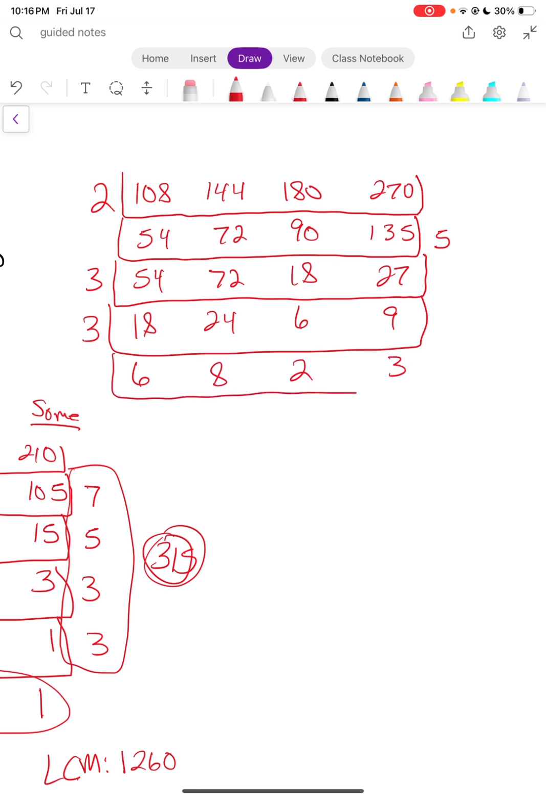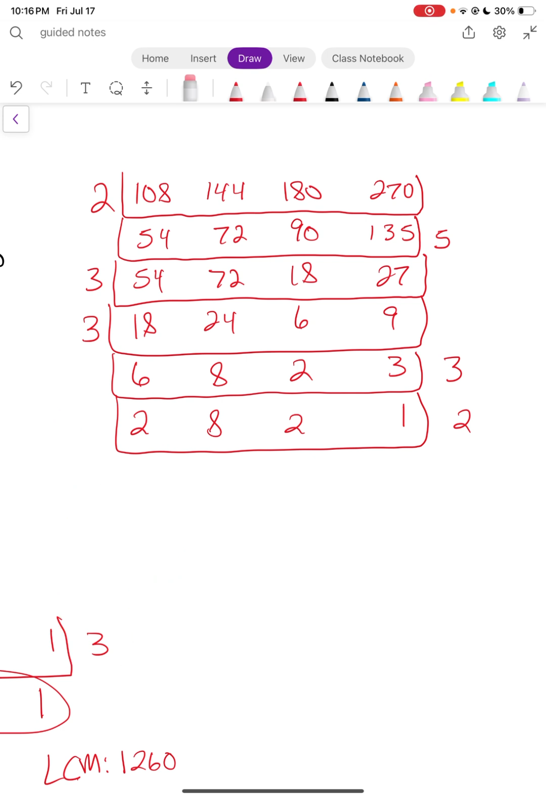Some of those are divisible by 3. That gives me a 2, an 8, a 2, and a 1. Some of those are divisible by 2. And I'm going to have to erase this down here at the bottom so I've got more room. That gives me a 1, a 4, a 1, and a 1. And there's nothing else that'll divide into all of those, or some of those.